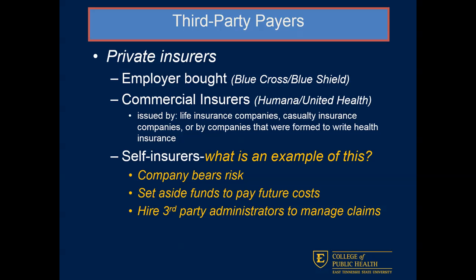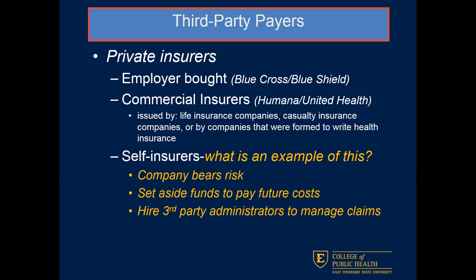For example, Eastman is going to go out and hire a third-party administrator to manage claims. But the company bears the risk. They've set aside a fund to pay for the cost. They work just like an insurance company, but they keep everything in-house.